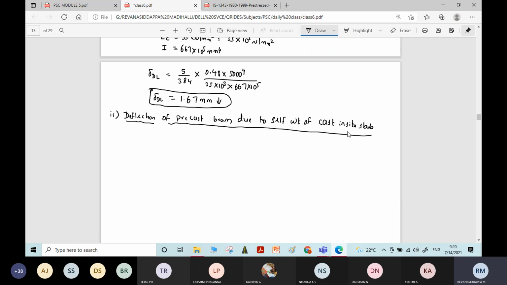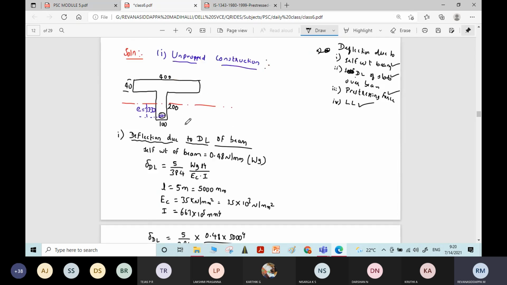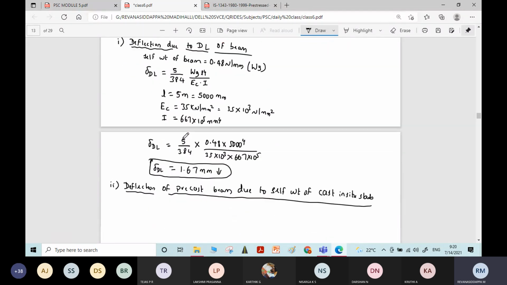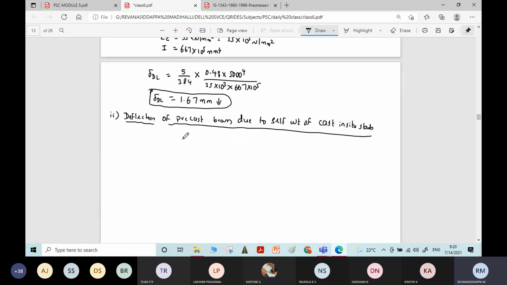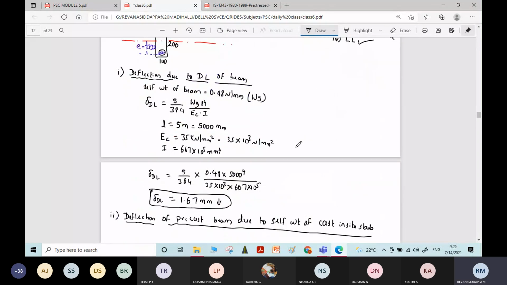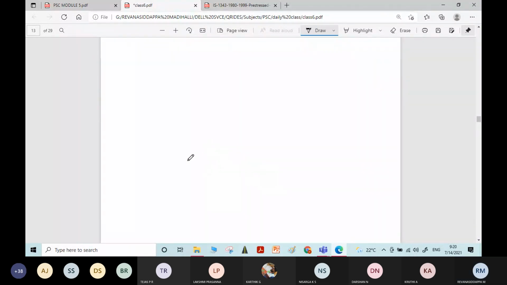Okay, deflection of precast beam. Deflection of the beam due to the self weight of the slab. Self weight of the slab over the beam, it is given in the problem. How much it is given? Self weight of the cast in situ slab over the beam, it is 0.384 Newton per mm. Correct?